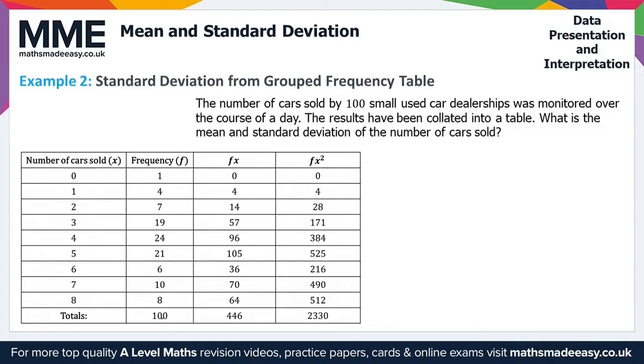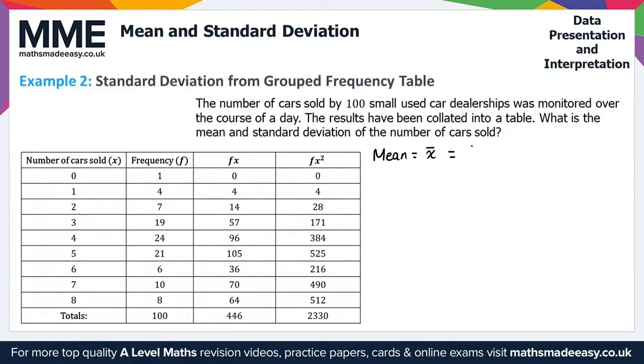And notice we've got our totals here at the bottom: 100 for the frequency, for the sum of fx that's 446, and for the sum of fx squared, we get 2,330. So now to find the mean, we just simply use the formula that we know and we're familiar with.